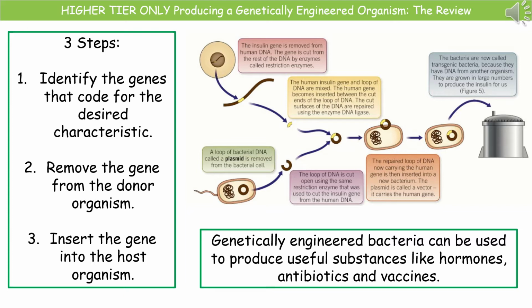So the diagram on the right gives you a more in-depth description of this, but do remember that we use these restriction enzymes to cut the gene, and then we use DNA ligase to join that gene onto our actual plasmid. So the plasmid acts as a vector then to take it from the actual original DNA and insert it into our new cell.